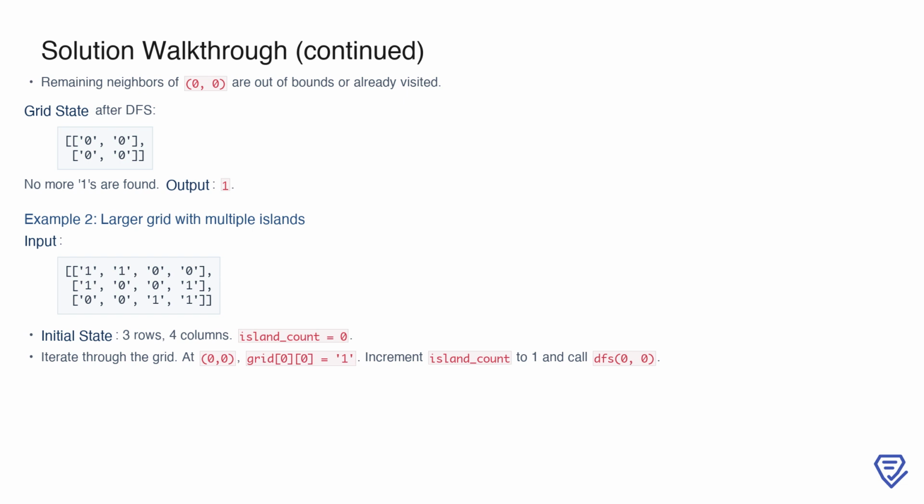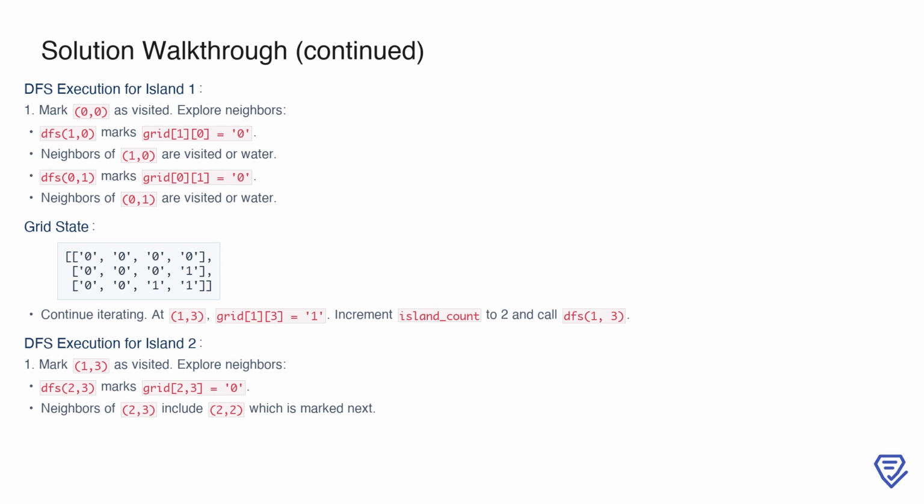this island. During the DFS execution for the first island, we mark (0,0) as visited by changing its value to 0. Exploring its neighbors, DFS(1,0) marks (1,0) as visited, but its own neighbors are either water, visited, or out of bounds. Similarly, DFS(0,1) marks (0,1) as visited, and its neighbors also turn out to be water or already visited. After finishing the DFS for the first island, the grid state updates to reflect that all connected land for this island has been marked as 0.